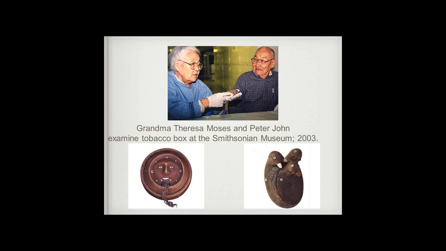So this is a picture of my grandma Teresa, and this is Peter John. A couple of years ago, they were a part of a research project where the elders were flown into the Smithsonian Museum to identify different artifacts. The pictures here are of little boxes, wooden containers that were used to put your ICMI in, and that's how much they treasured it, because you weren't able to get tobacco all the time. What they did have they really treasured, and they hadn't seen these kinds of containers since they were little kids.